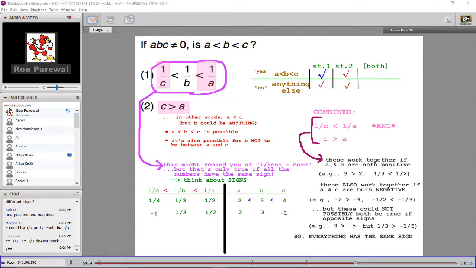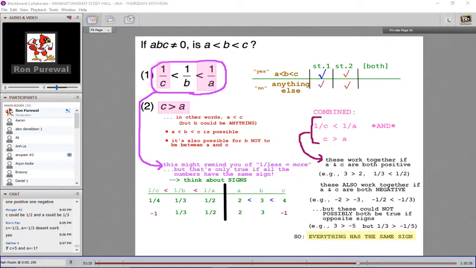Smiley face if that makes sense. Could be two positive. It could be all positives. It could be all negatives. But we definitely know that everybody has the same sign. Like we just proved that A and C have to have the same sign. And then because 1/b is stuck between these two things, which have the same sign, it also has to have the same sign.